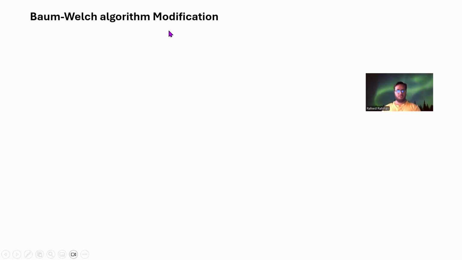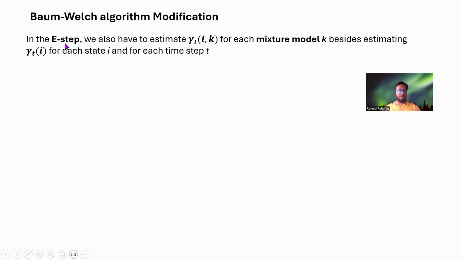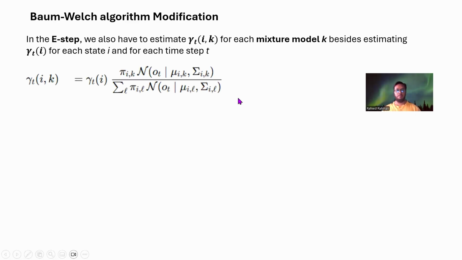So what about the Baum-Welch algorithm? Because this is always the thing that makes our life much more difficult. The first thing is, in the E step, we have to estimate one more variable. Previously we would just estimate lambda t i, that means the probability of having state i at time step t. But here we are going to calculate that, and we are also going to ask: what is the probability of state i being at time step t, given that it is being generated from mixture model k? So how will we calculate this? Very simple. We have lambda t i, which we can calculate using the typical formulas, which I've covered in detail in part 4.